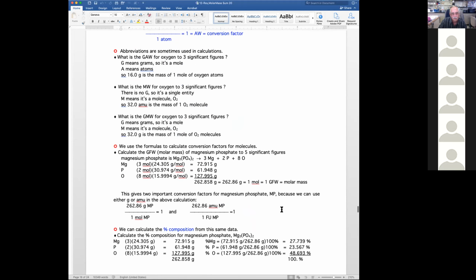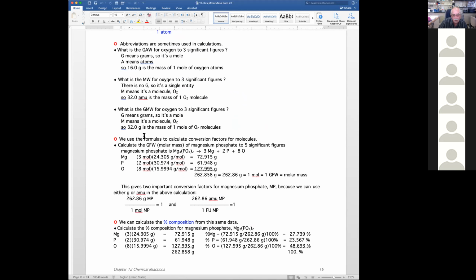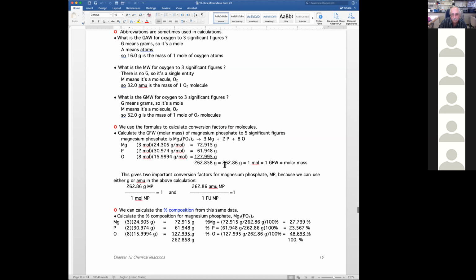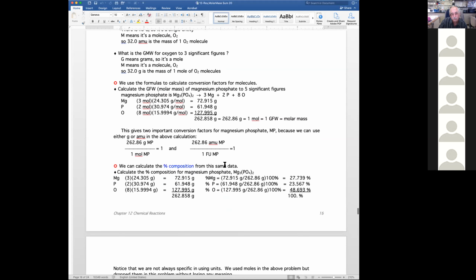So you should know how to calculate the molar mass for more complex compounds, for example, like that. And then you should know how to calculate the percent composition. It's just one extra step, right? So for example, to calculate the percent magnesium, there's about 73 grams of magnesium in the compound, and the compound is about 263 grams. So that's how I get the percent magnesium.